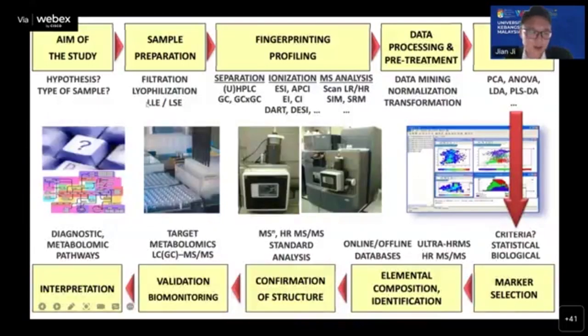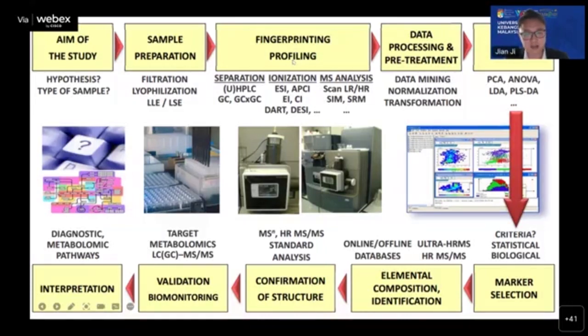So the main schedule of metabolomics between LCMS and GCMS is almost the same. In the second part, we choose the type of samples for the experiment. Then we do the metabolite extraction. For liquid samples and solid samples, the SOP is different. But in most cases, our target is to extract as many metabolites as we can out of the sample. And after the extraction, we do the fingerprinting profiling.